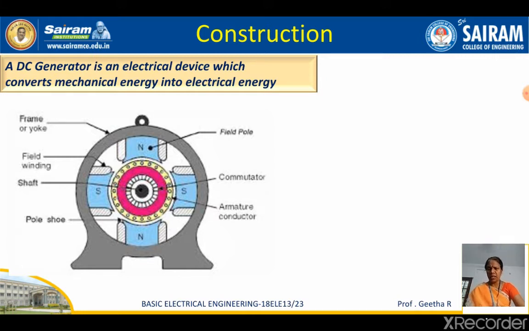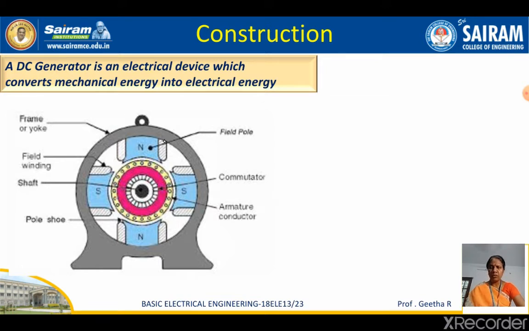So you have the yoke, or the frame, which is the mechanical support, the outer part you can see, and you can see that magnets are fixed. Around the electromagnet you can see the field winding. These are called poles, and this is the pole shoe. You have the commutator and the armature conductor, and the field pole marked north and south. Around the field pole you have the field winding, and you have the outer frame.